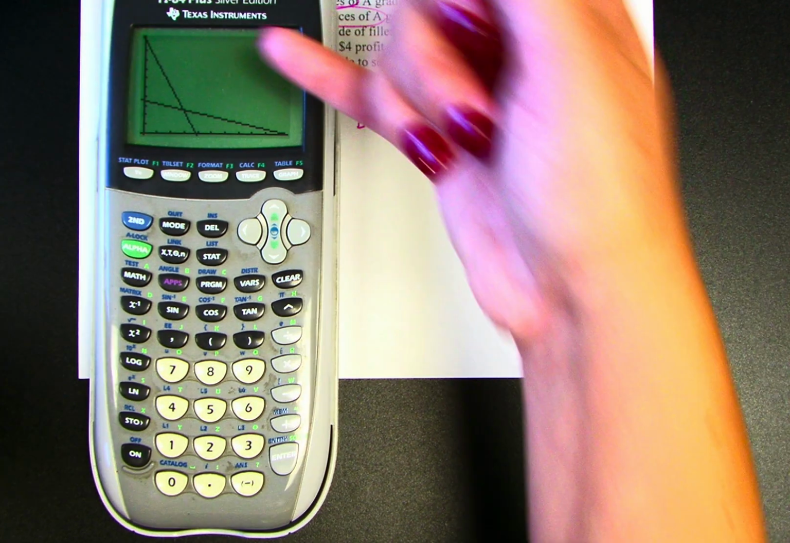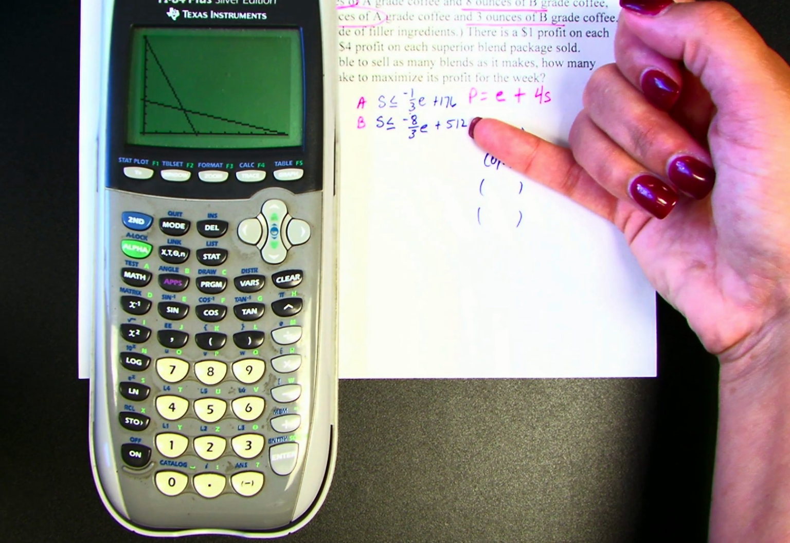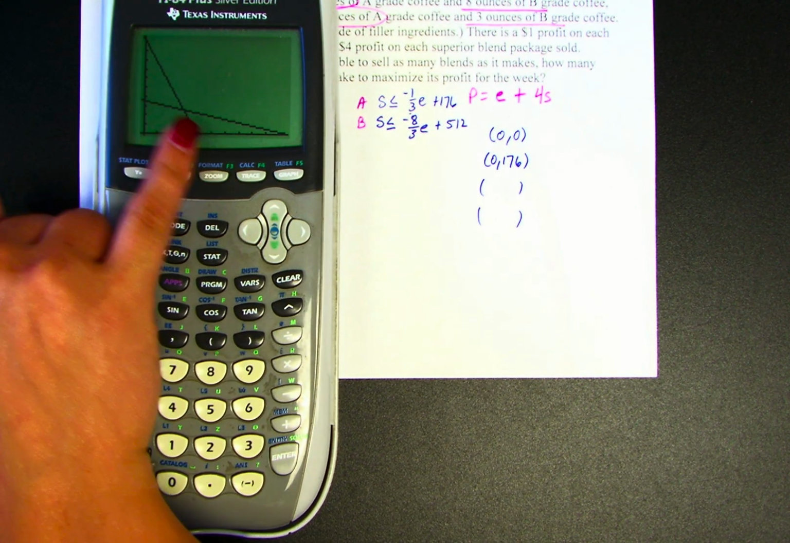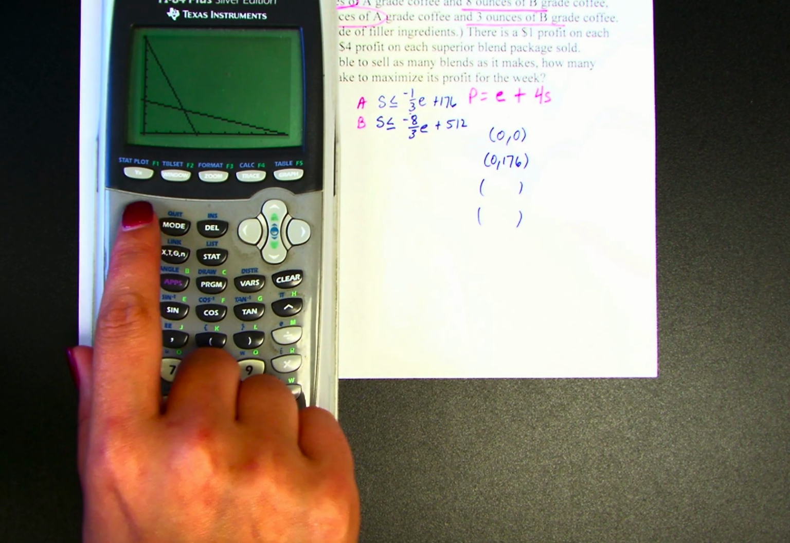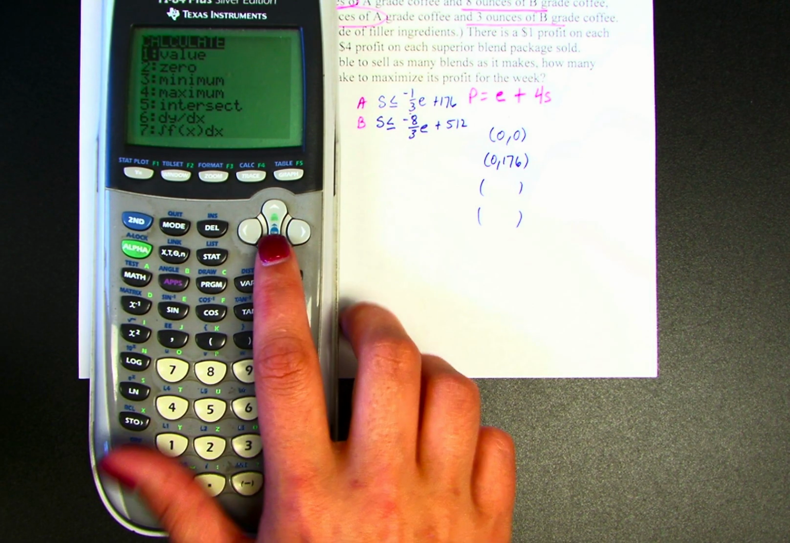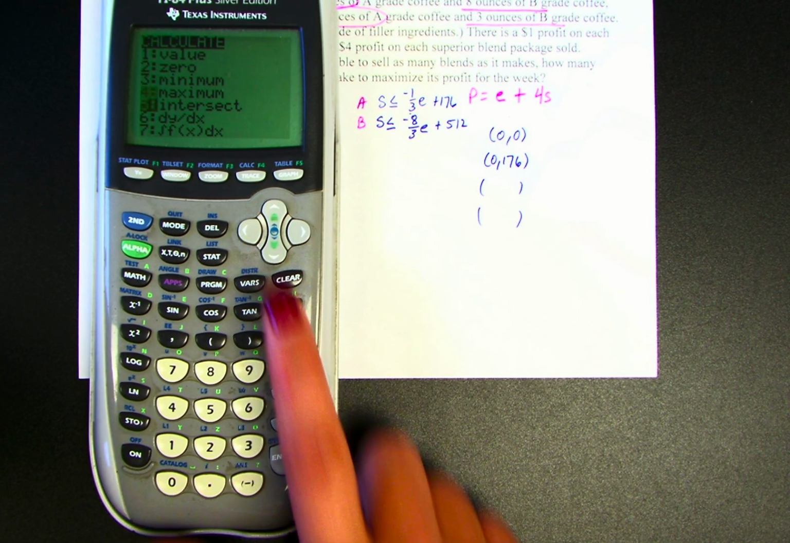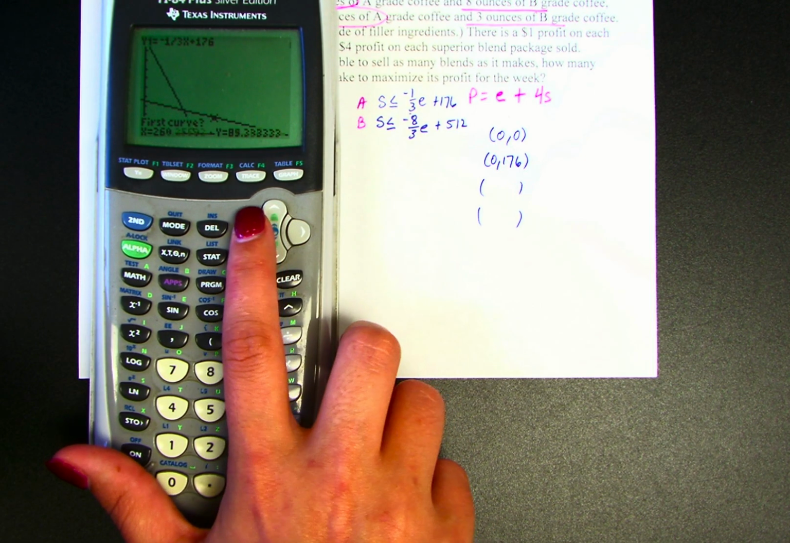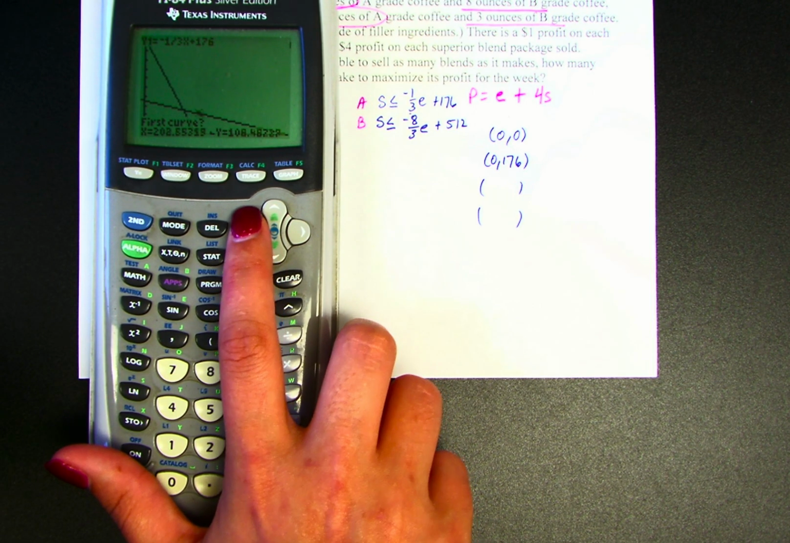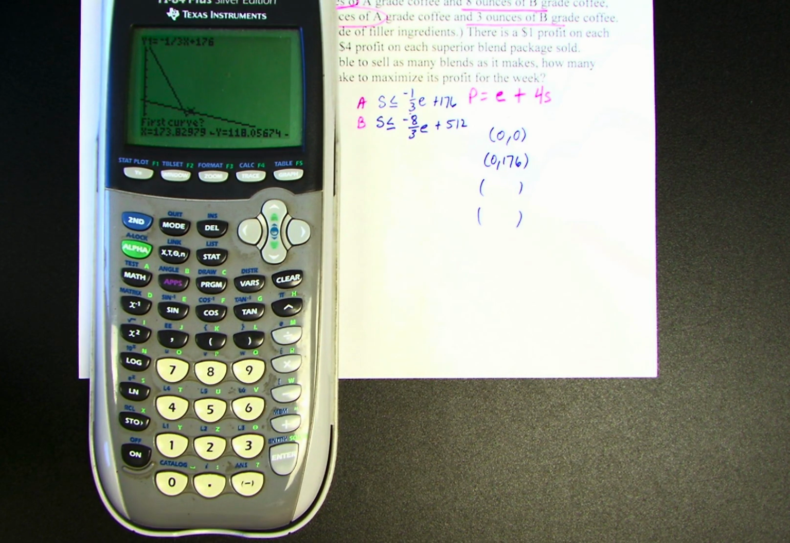All right, so this one was our steeper line, so that second one. And then this one is that top one. So we need to find that intersection point right there. So second trace, and then go down to number 5 where it says intersect and press enter. And we're using our left and right arrow keys to move closer to the intersection point. So that should be good enough. And then I'm just going to press enter 3 times.